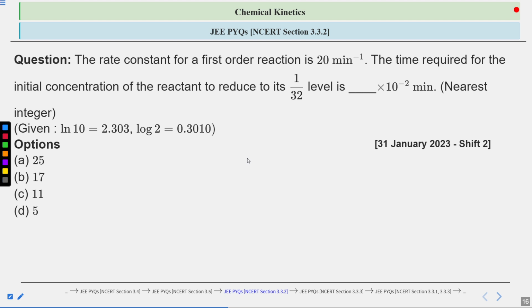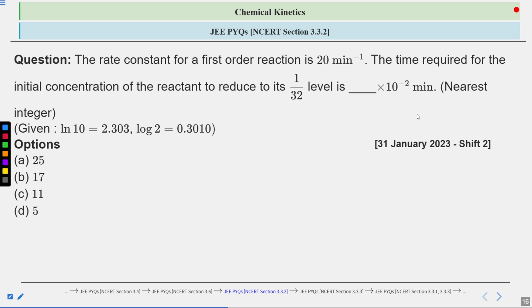So this is a JEE PYQ and this is covering the NCERT section 3.3.2. The question says that the rate constant for a first order reaction is 20 minute inverse. Time which is required for the initial concentration of reactant to reduce to its 1/32 level is dash multiplied by 10 to the power minus 2 minutes.